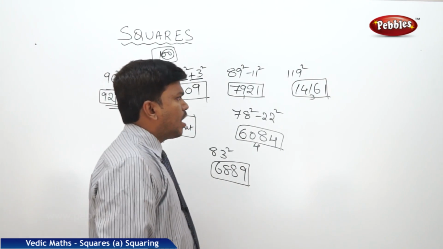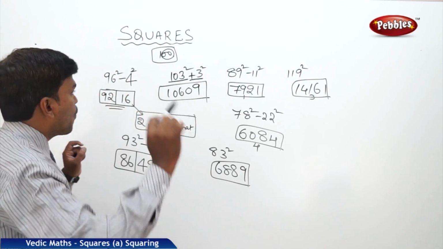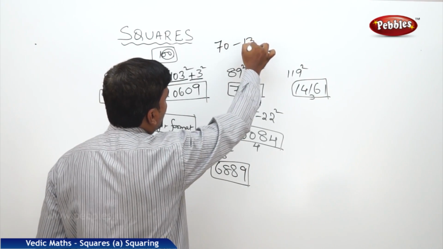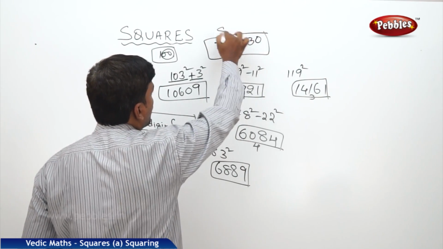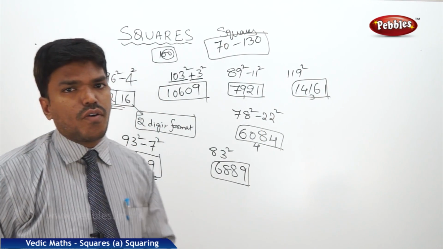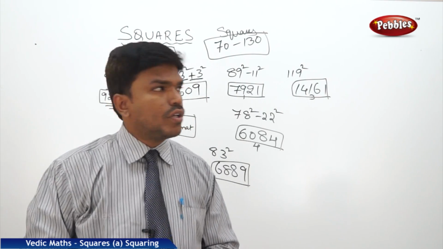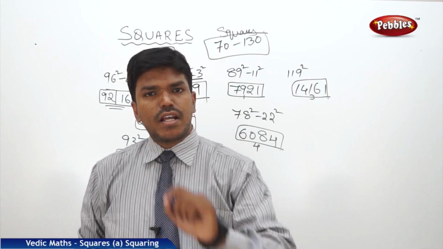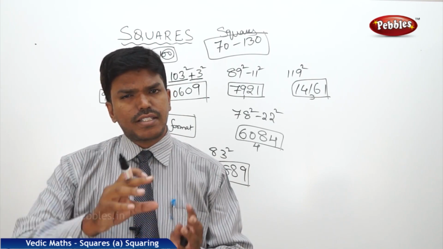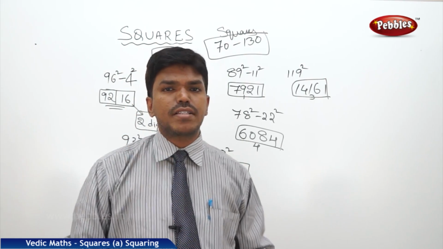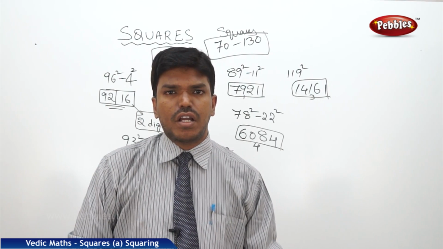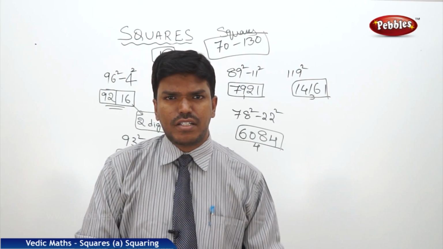Okay. Like this, we can calculate squares from 70 to 130. And you do one thing: take some random numbers from 70 to 130, try to find out the squares in this way, and compare with the original answers using any other method as you like.